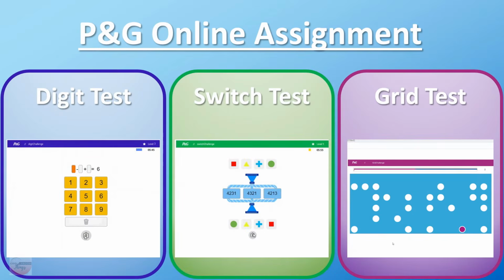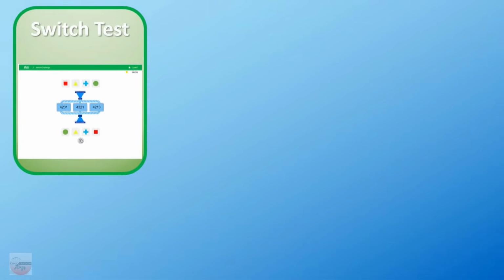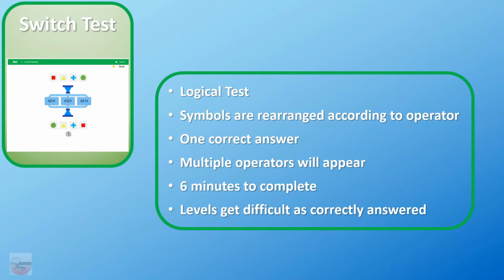Now, let's take a look at the second test, which is the Switch test. This is a logical test, and there are 4 symbols that are arranged according to an operator and give an output. There is only one correct answer for these types of questions, but multiple operators will appear as you go on in the test. And as before, the 6 minute timer is still there, so the goal is to complete as many levels as possible within 6 minutes. And of course, the level gets difficult as you correctly answer those questions.